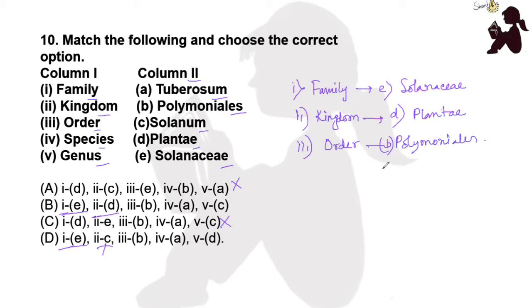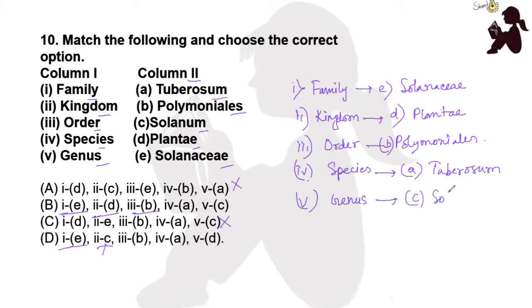Okay, so 3B is given in option B also, and in option 4, the species is given, which is the Solanum tuberosum. So tuberosum is the species, and in the 5, the genus is given, and the name of the genus is Solanum. So 4A and 5C is the correct match. 4A and 5C is matching with the option B.